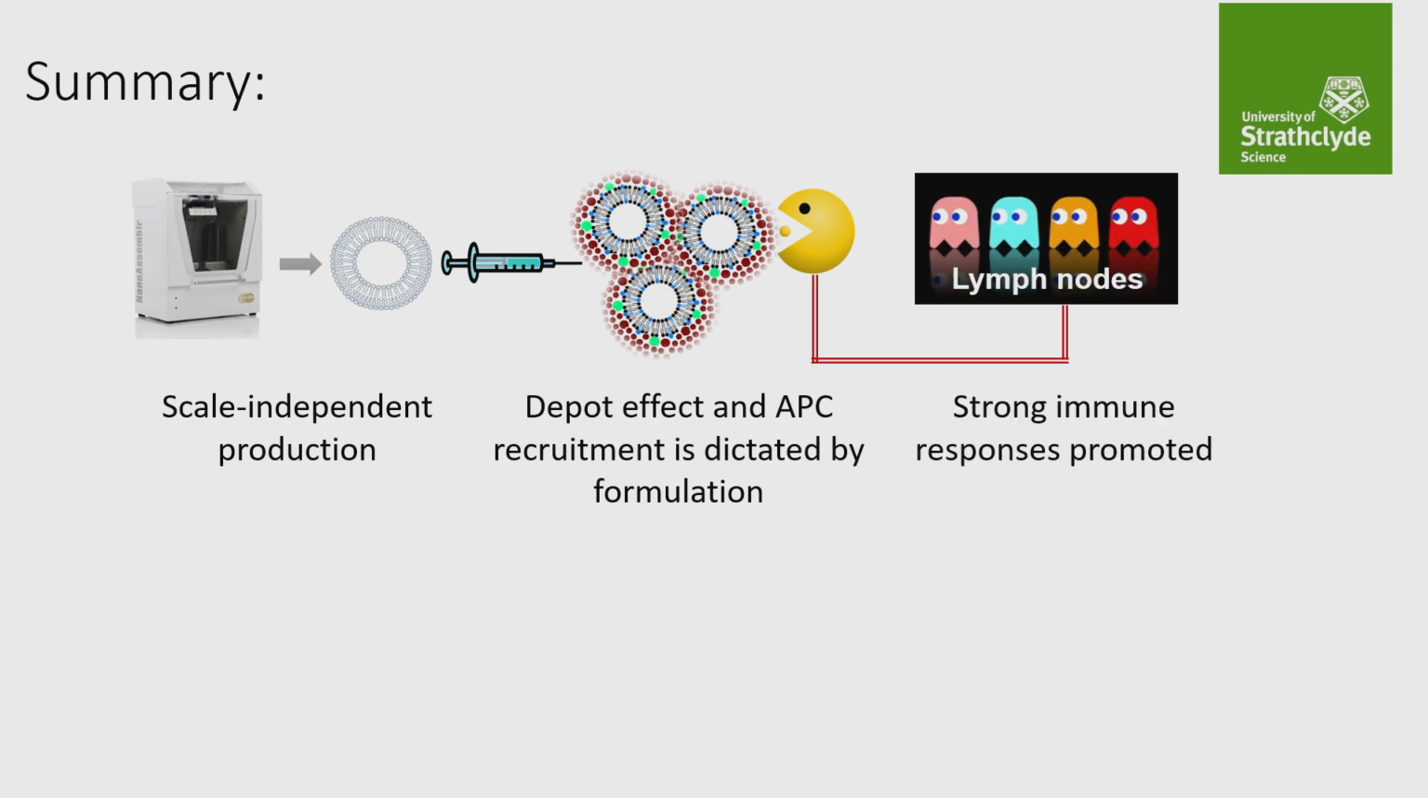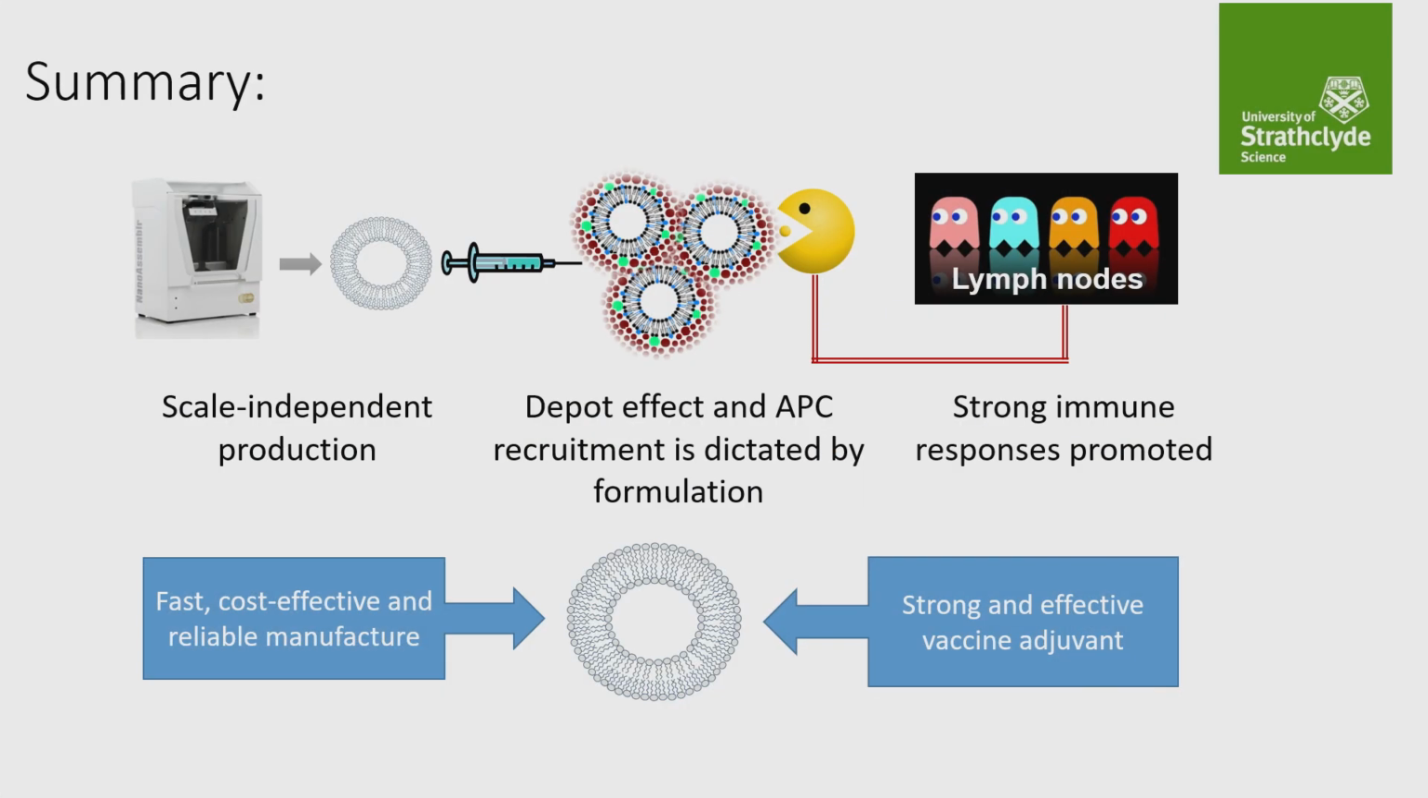And we can make things move to the lymph node if we want to, and we can trap them at the lymph node using a conjugation system. So we have the ability to manipulate formulation, move the liposomes where we want them to go, and to take their antigen with them. So basically now we've got a fast, cost-effective, reliable manufacture, and we can drive these systems to give us strong immune responses.